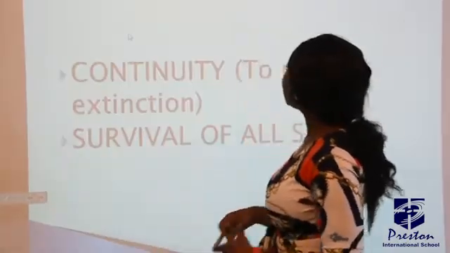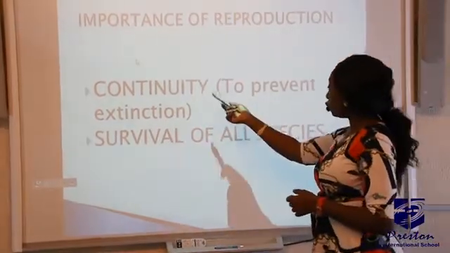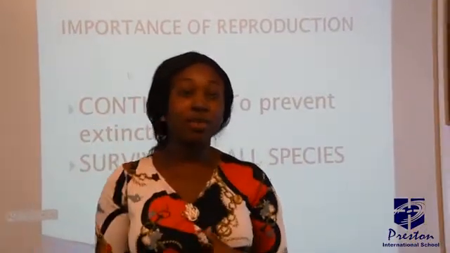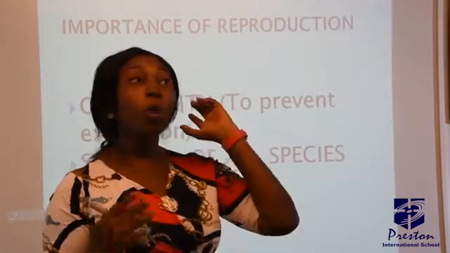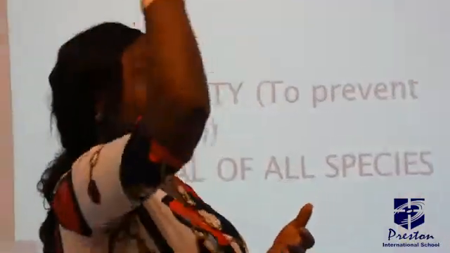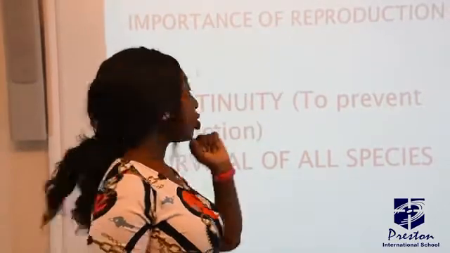Now, let's get to the last slide for today's class. Importance of reproduction. We have continuity, that is to prevent extinction of the populace. To prevent extinction, for continuity, you have what we call a family tree, something we've done before. In the family tree, you would have the great-grandfather, the grandfather, the mother and father, and the children that came from that generation. So for continuity's sake, we need reproduction.